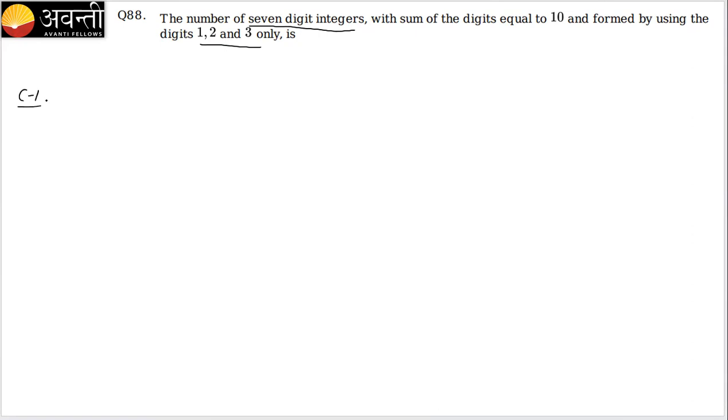Then I will have case 1. Case 1 will be, let the digits be 7 digits. So 1, 2, 3, 4, 5, 6, 7. Let the digits be 1, 1, 1, 1. You can repeat it. So the sum is 4, then 4, 5, 6, 7, 8, 9, 10. So these are the digits. Now we can form numbers from these digits. So how many total numbers are formed? 7 factorial upon 5 factorial, basically 7 into 6, which is equal to 35.